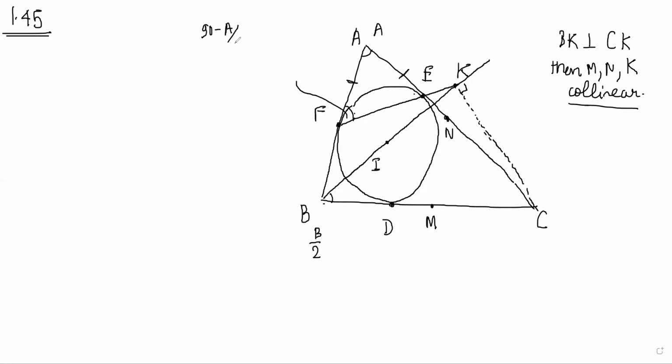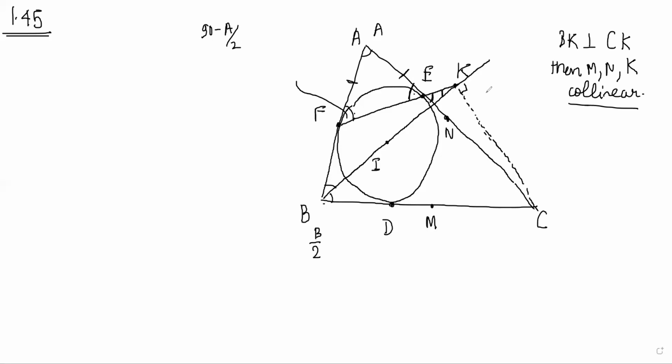90 minus A by 2, and this should also be 90 minus A by 2, which means this is 90 minus A by 2, right? Okay. And now because we know this is B by 2, we know this angle also, right?